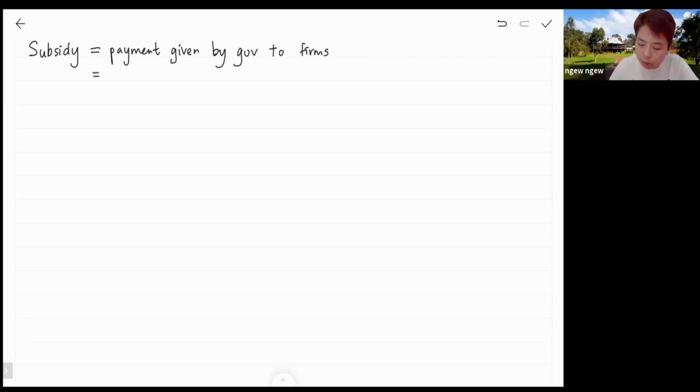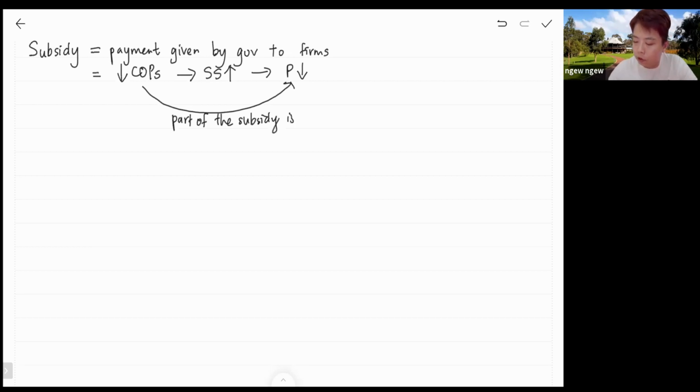When government gives this payment to firms, basically it helps to lower the cost of production. When it helps to lower the cost of production, then supply of that particular product will rise. And then what will happen is the price of that product will fall. So from here to here, you see part of the subsidy is transferred to consumers.